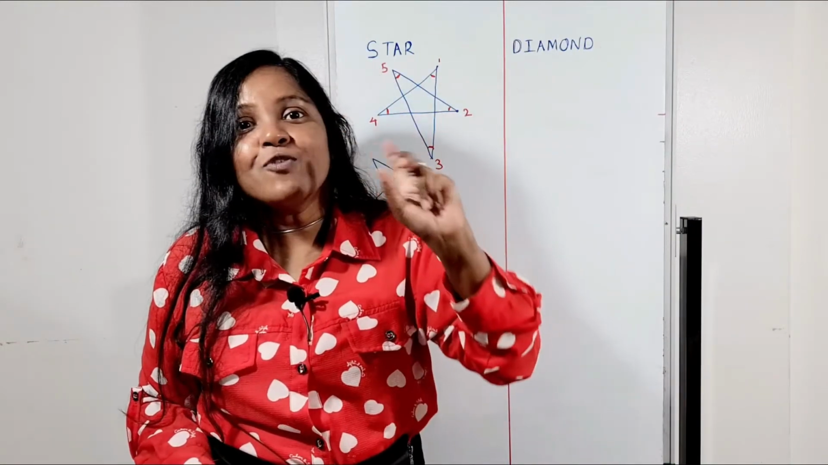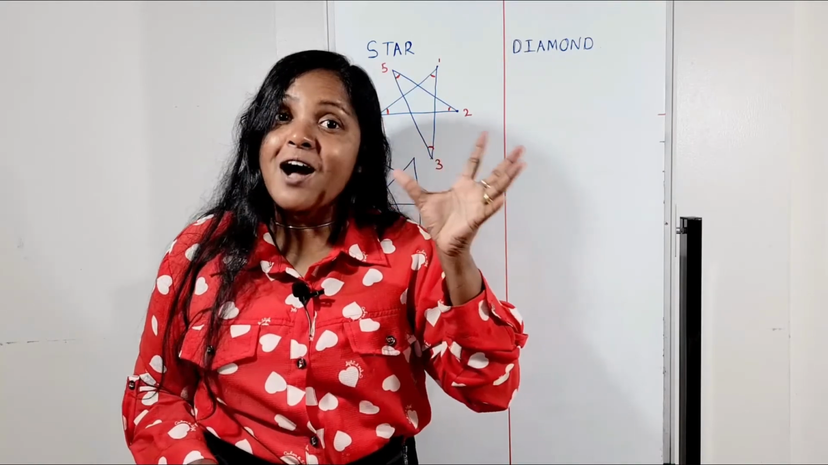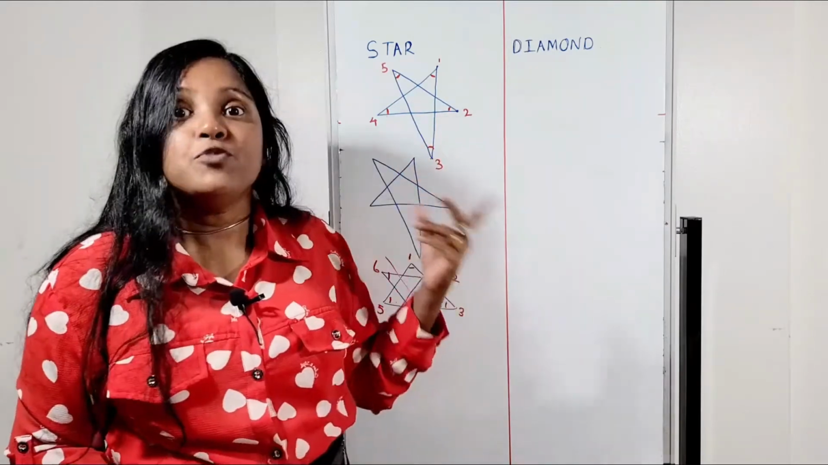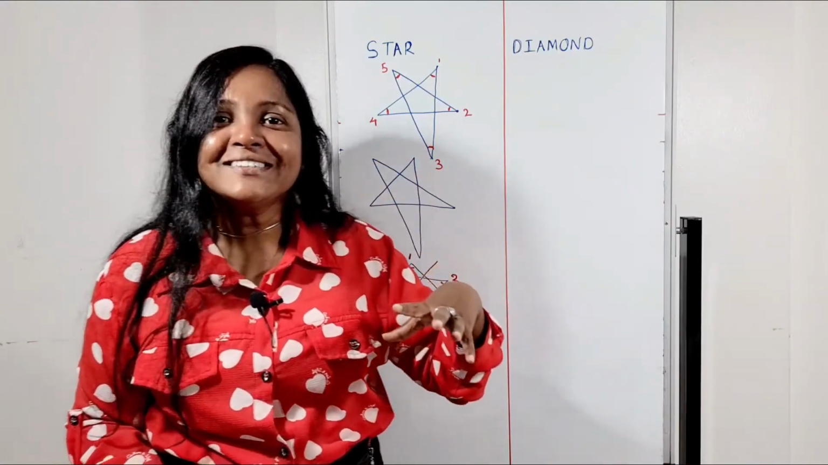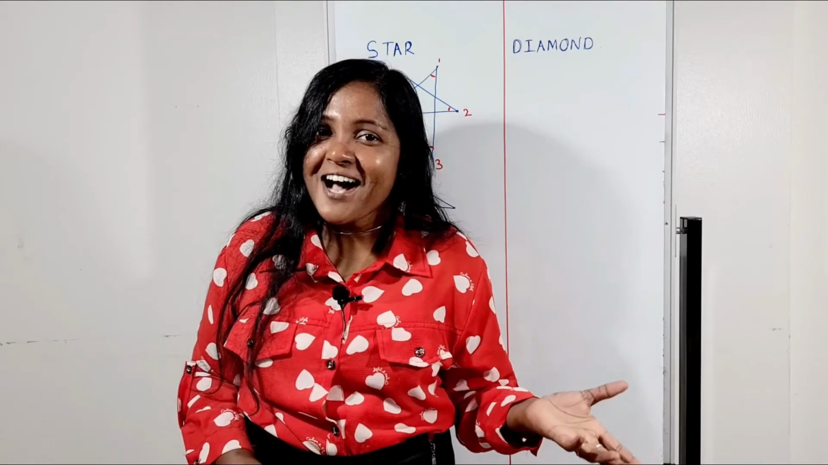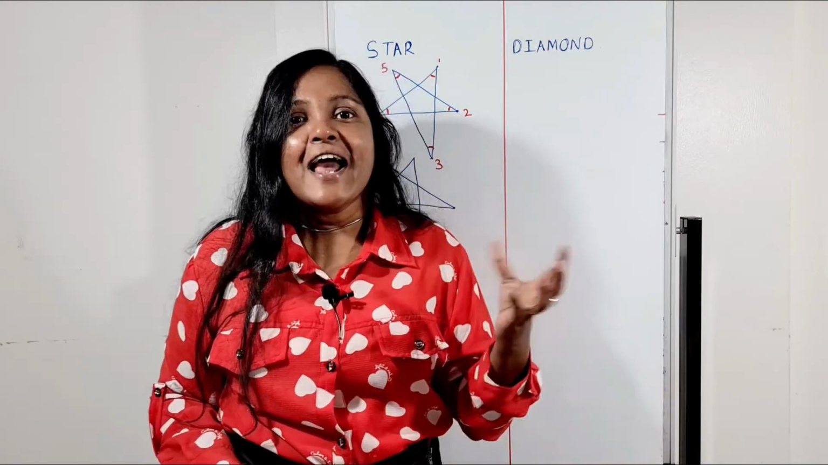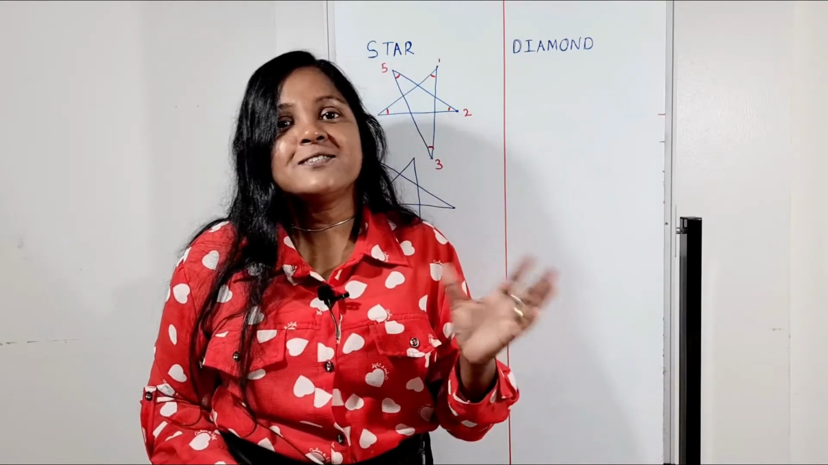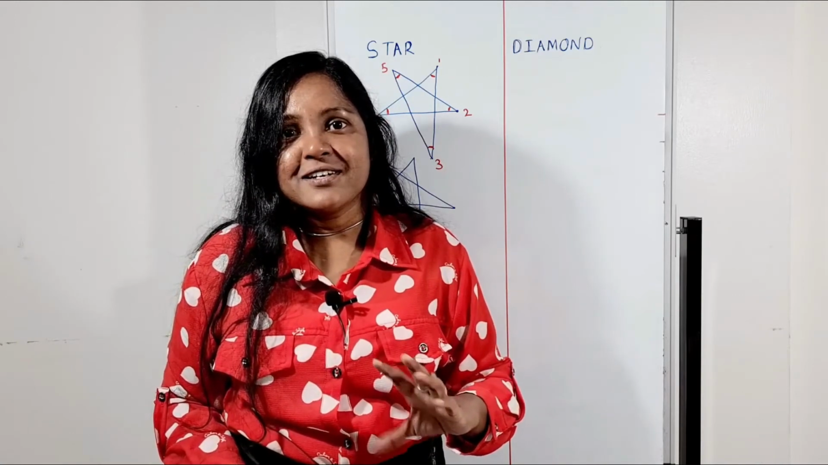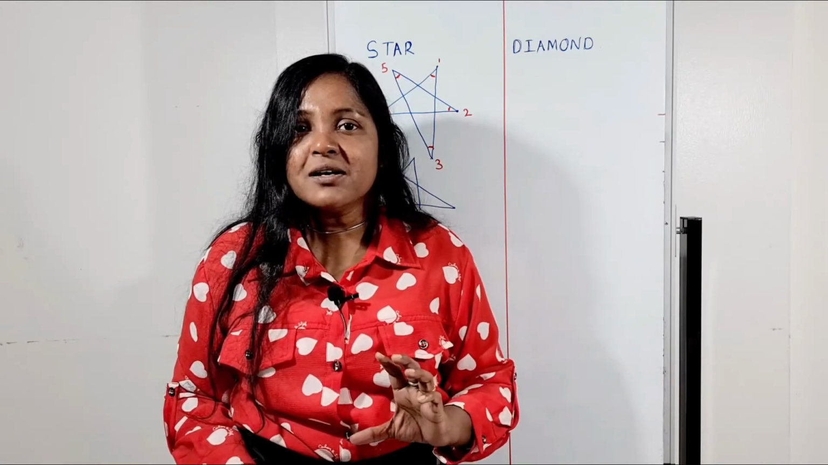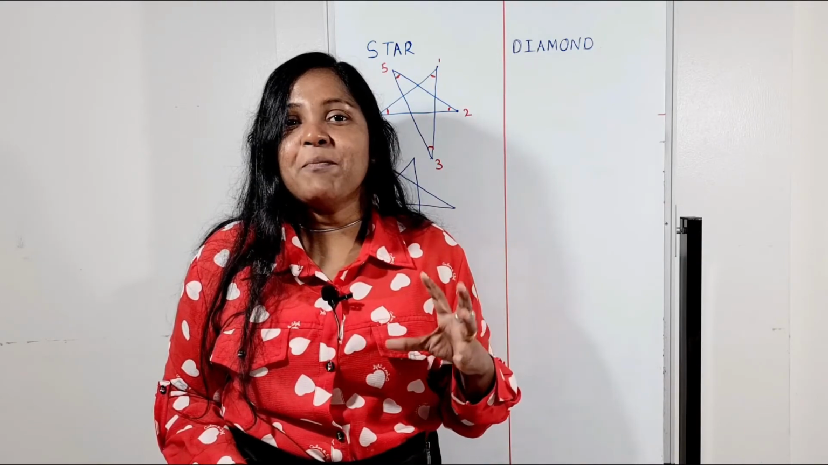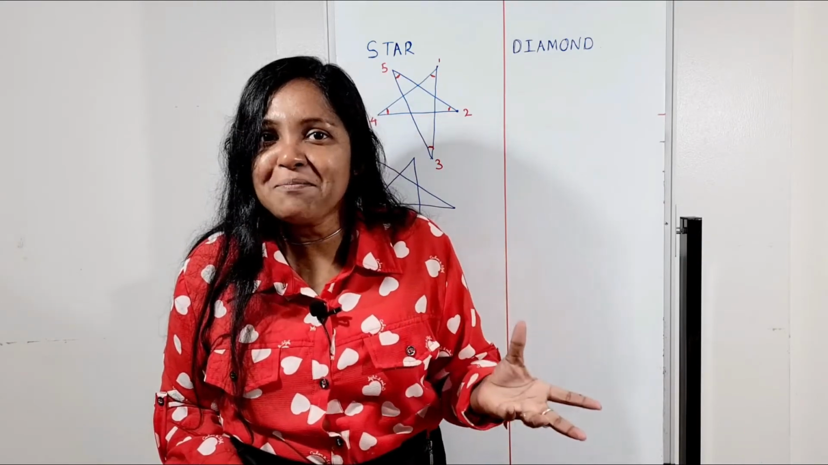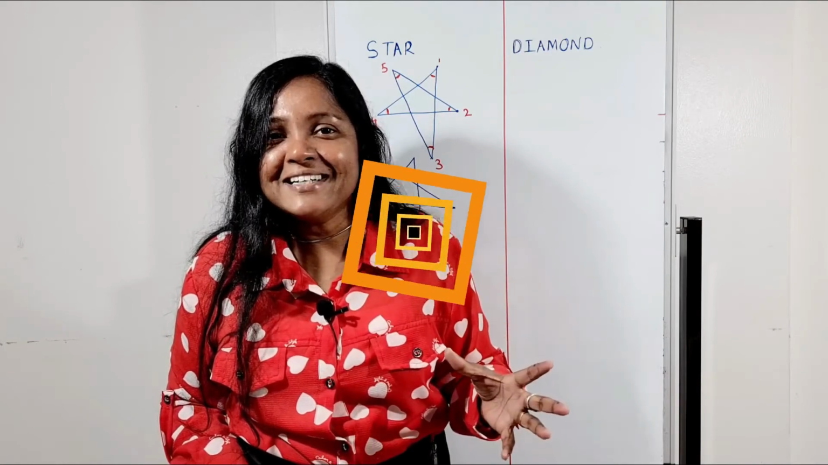And we all love to see the stars in the sky at night. Now you know how to draw the star, the song about star, and where we can see the stars. Let's take a short break, and we will learn the next shape. What is our next shape? Diamond. We learn about diamond.